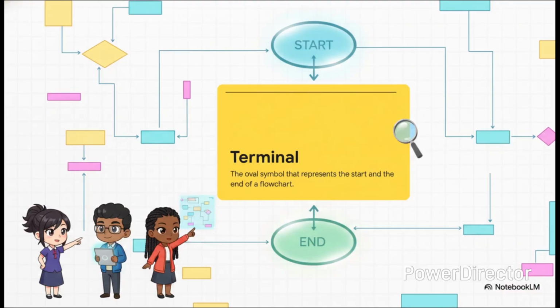So first up is the oval. This guy is called the terminal symbol, and its job is super important. Every single process has to have a clear beginning and a clear end, right? So you'll see this shape right at the top that says start, and one at the very bottom that says end. Super clean, no confusion.